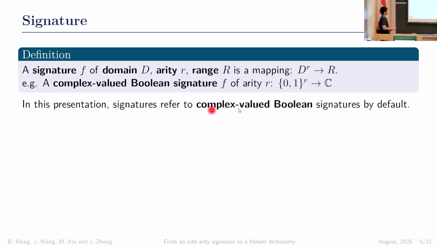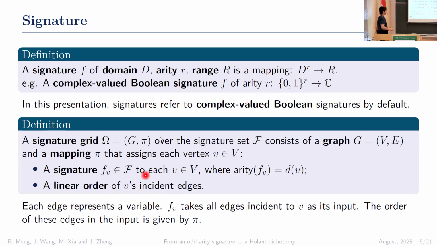A signature F is just a mapping that maps several variables to a certain number. And in this talk, we are focused on complex valued Boolean signatures, which map several Boolean variables to a complex number. And a signature grid consists of a graph G and a mapping pi. This mapping pi just assigns a signature from a certain signature set F to each vertex. And it also gives each vertex a linear order of the edges, telling which edge is the first variable and which edge is the second.